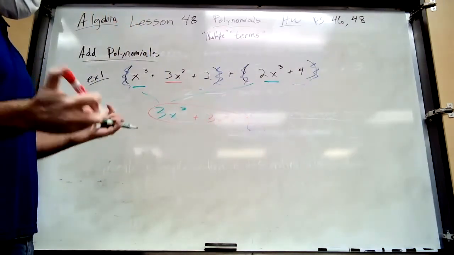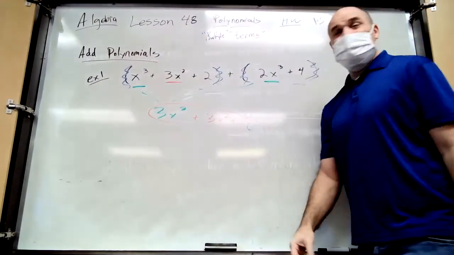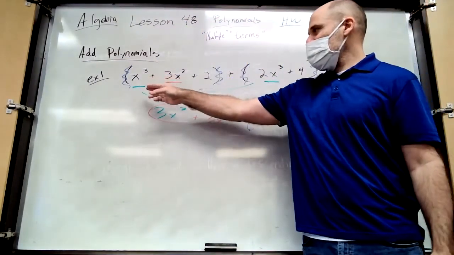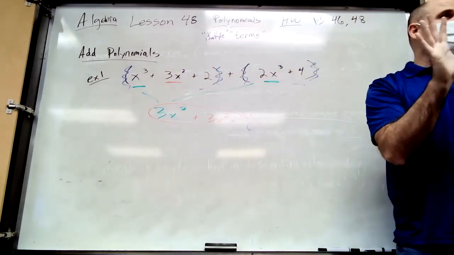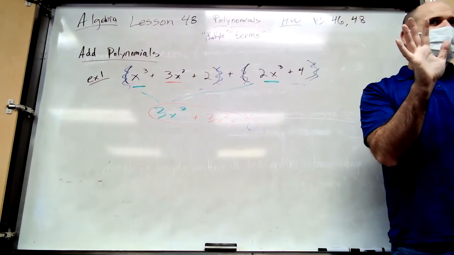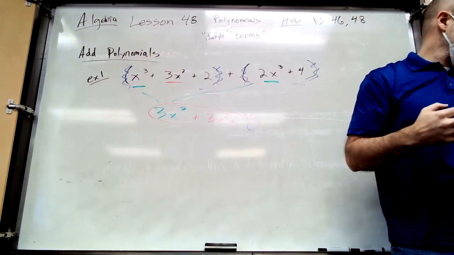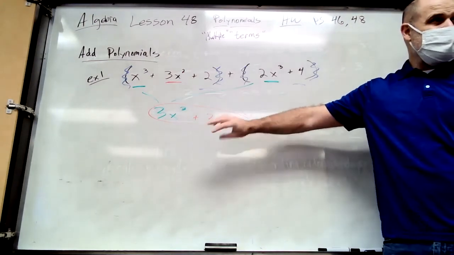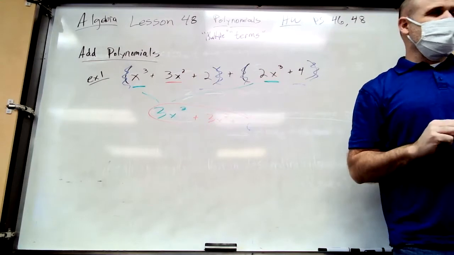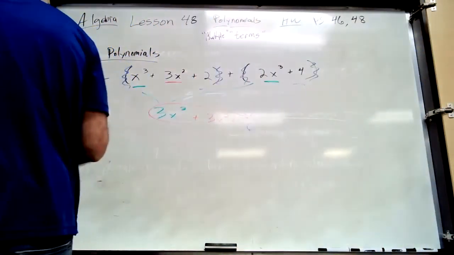3x cubed plus 3x squared plus 6. Now, when I started this problem, this was a 1, 2, 3, 4, 5. It was a polynomial with 5 terms. But really, it's not because it's not simplified. Simplify means, remember, combine like terms. Once you combine the like terms, now it is a trinomial. Okay? All right, let's try another one.